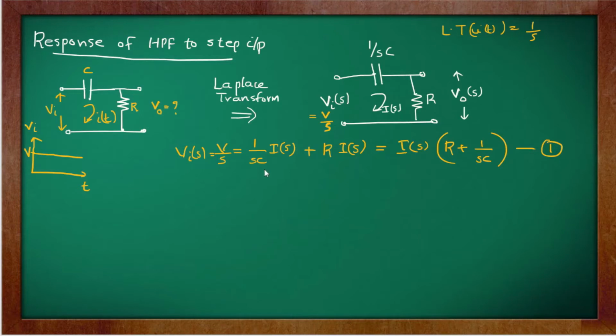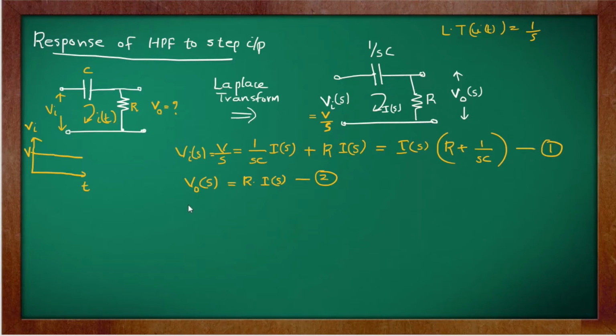So we start with the input. Vi of s is equal to 1 by SC into I of s plus R into I of s. I will take I of s outside: I of s into R plus 1 by SC. Similarly, what is the output V naught of s? V naught of s is equal to R into I of s, correct? V naught is the voltage drop across R. Let that be equation number 2.